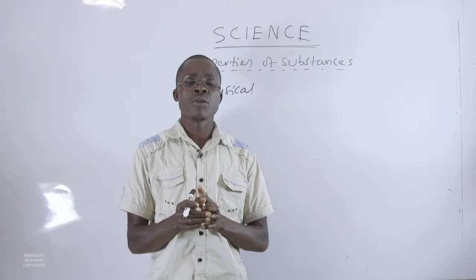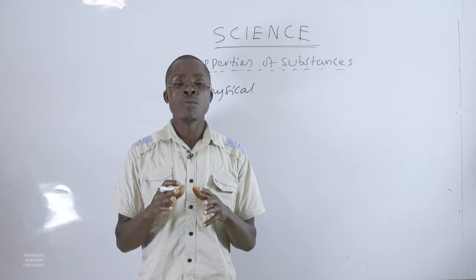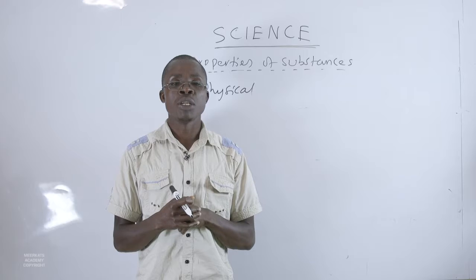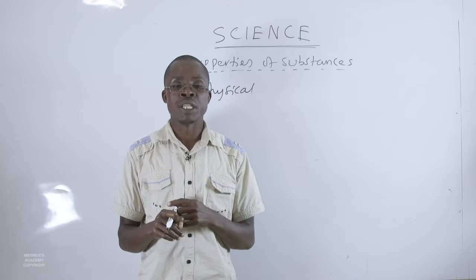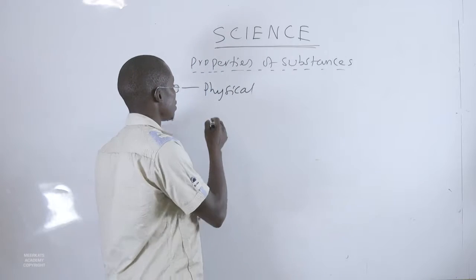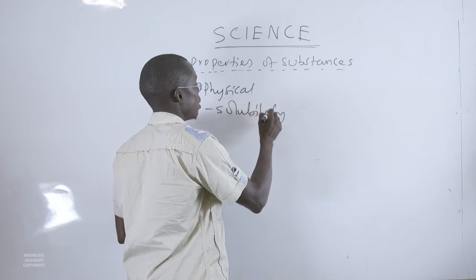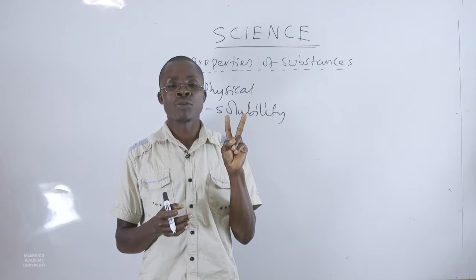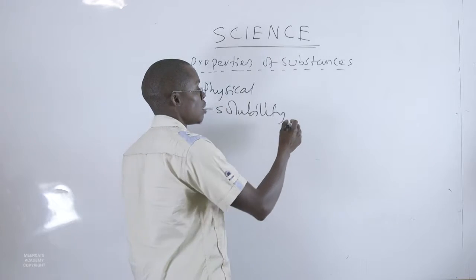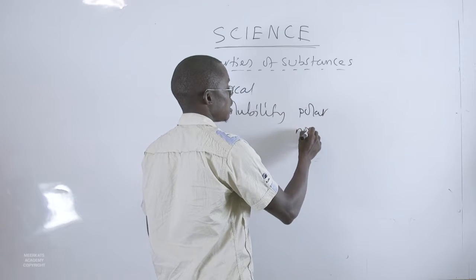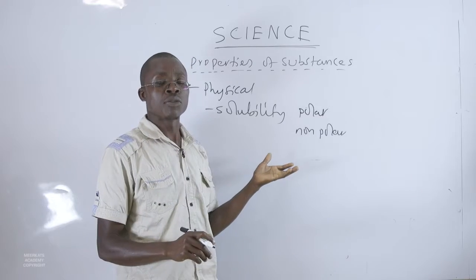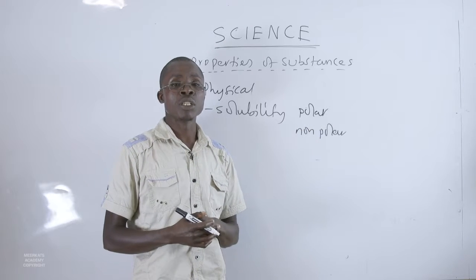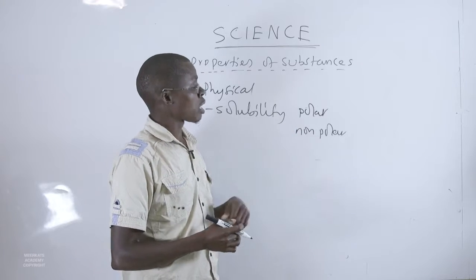Now, there is also another way of describing a substance that we commonly do, but some students who are young in science do not look at it as one way of describing a property physically, and that is solubility of substances. When it comes to solubility, you have to note that we commonly have two types of solvents: polar solvents and non-polar solvents. So when you are talking about solubility, you also have to be very specific on which type of solvent you are interested in.